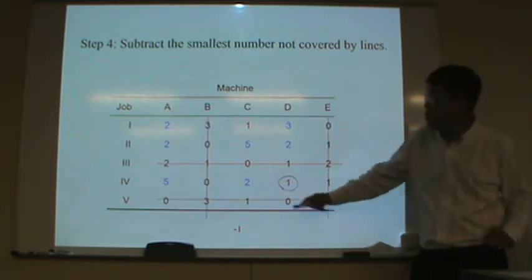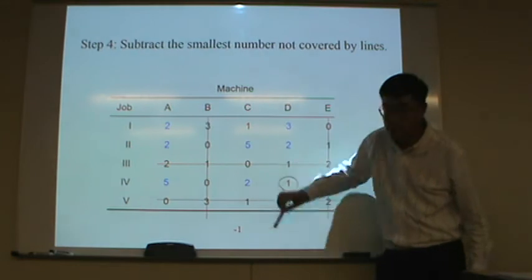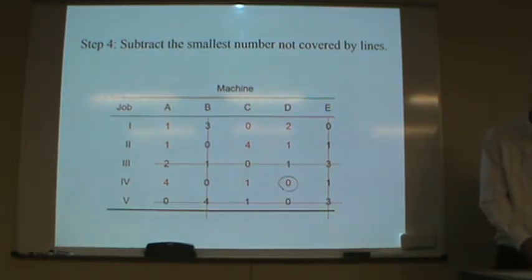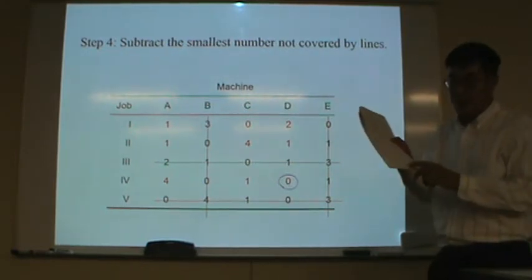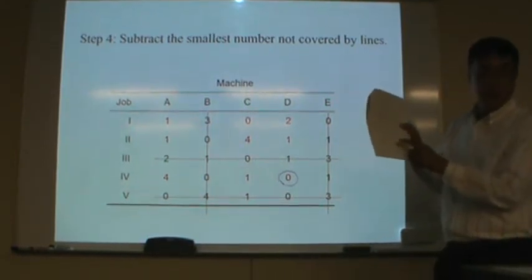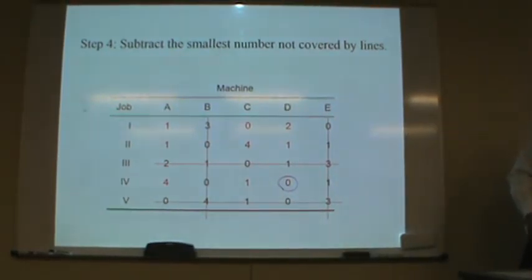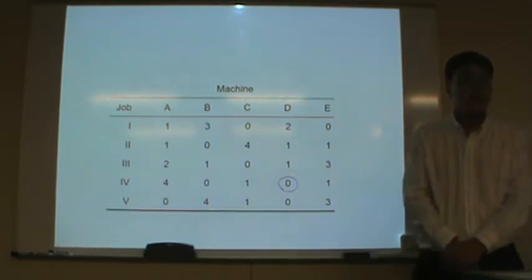So 2 minus 1 is 1, 2 minus 1 is 1, 5 minus 1 is 4, and so on. So after subtracting the smallest number, this result is on page 8, the last column. This one. Okay?